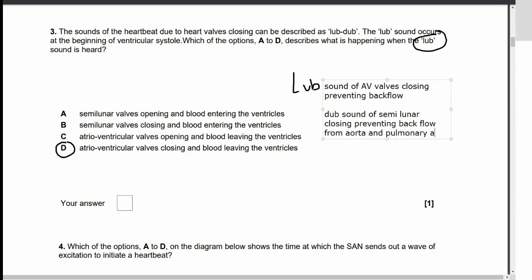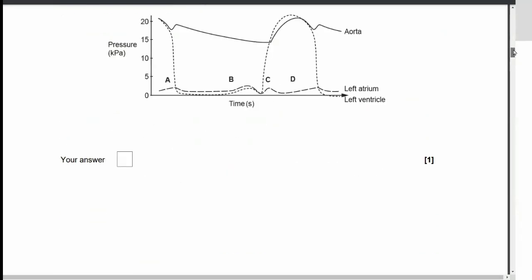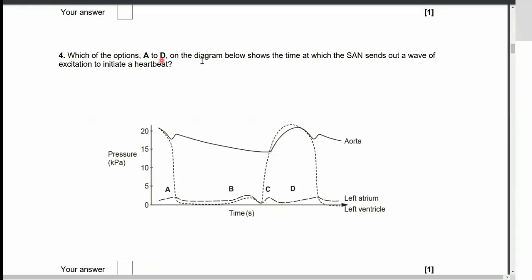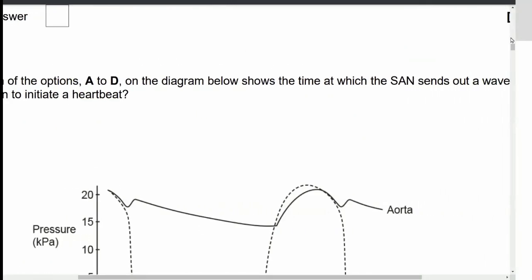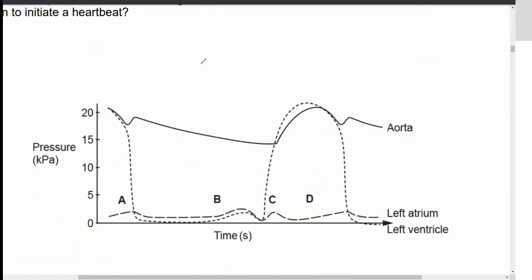Of course, the dub is the sound of the semilunar valves closing and the blood flowing from the aorta and pulmonary artery falling back against them. Let's move on to question 4. Which of the options A to D on the diagram below shows the time at which the SAN sounds out a wave to initiate a heartbeat?